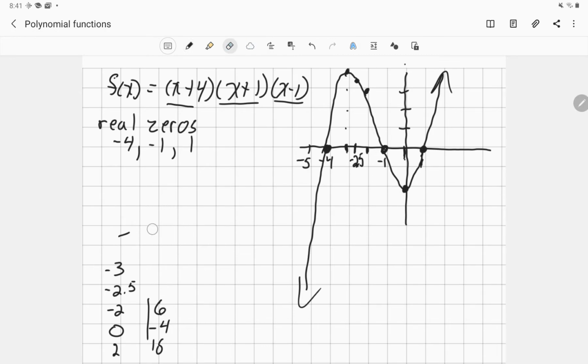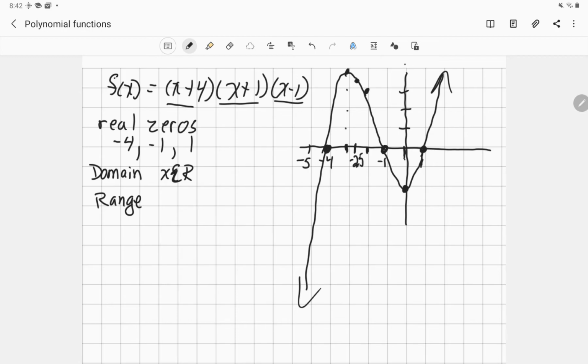So now they just want me, again, to answer some questions about this. So the first thing they asked me for is the real zeros. Well, handily enough, I already did that. Then they want the domain and the range. So, the domain is really x is any real number, because it's going to the left and the right forever. And then the range, well, if we look, it's going down forever on that side. It's going up forever on that side. So really, y is any real number as well.